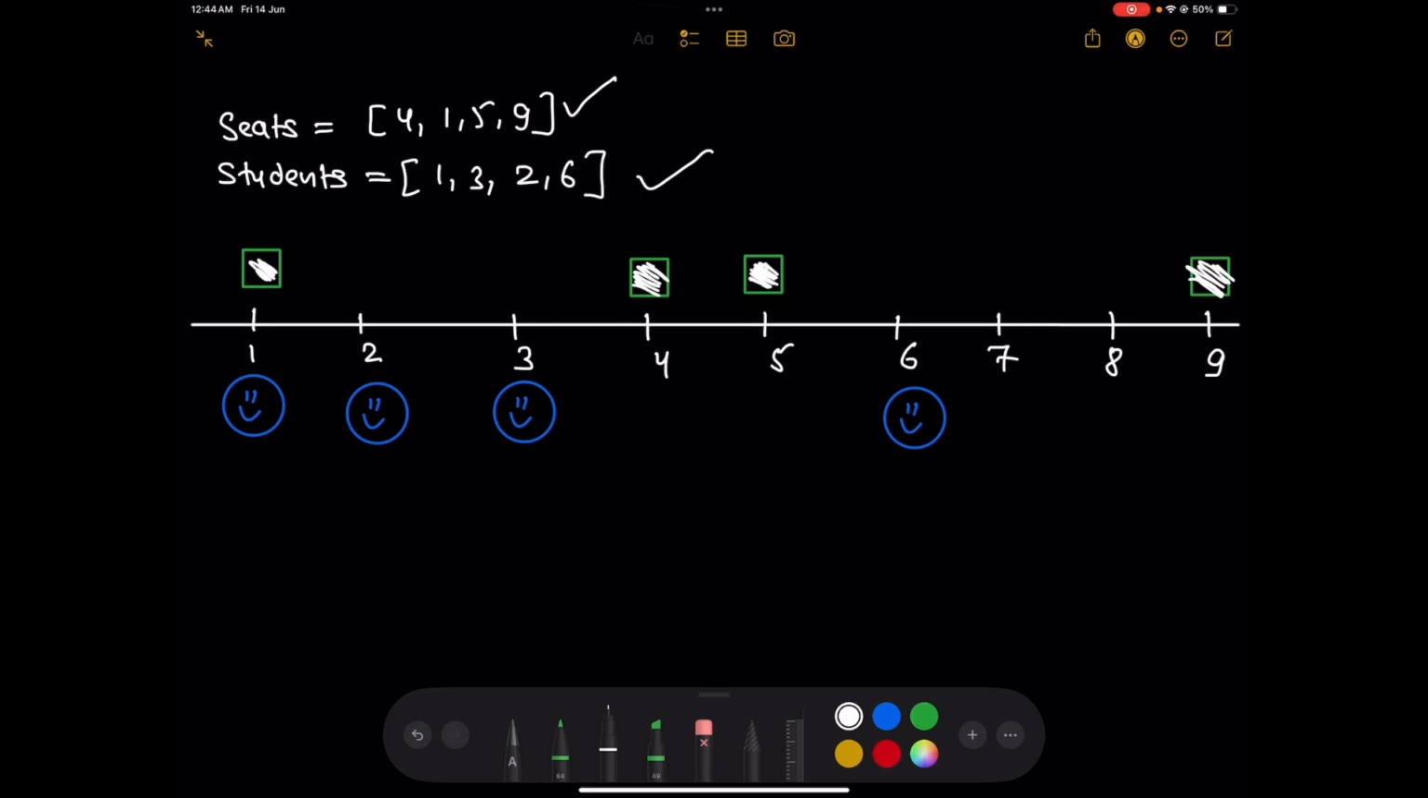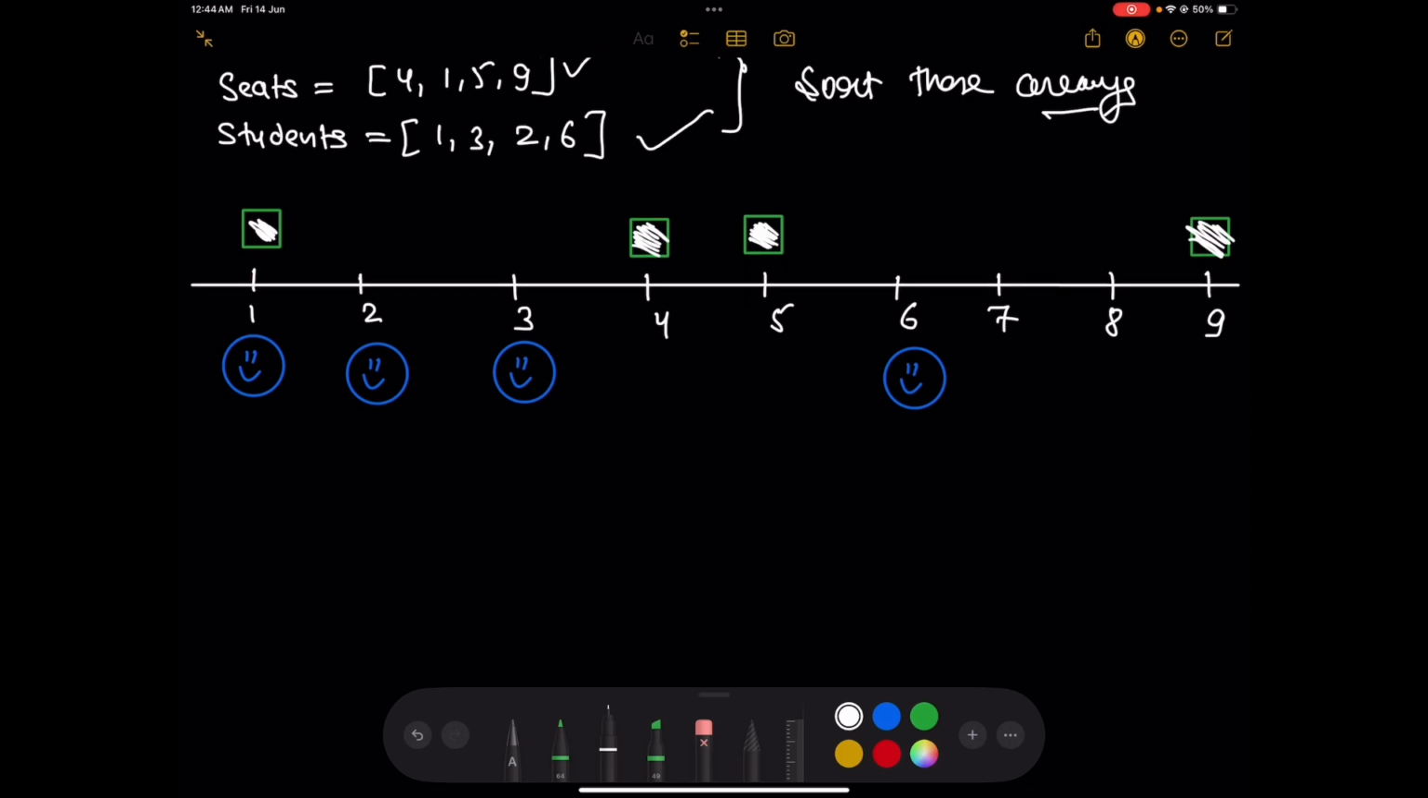So the first thing that we should be doing is we need to sort these two arrays, because the order of the array doesn't matter. Sorting these arrays will help us know the closest seat that is available for a student, or we can calculate the distance of the seat from the student. First of all, let's calculate the answer to this question.